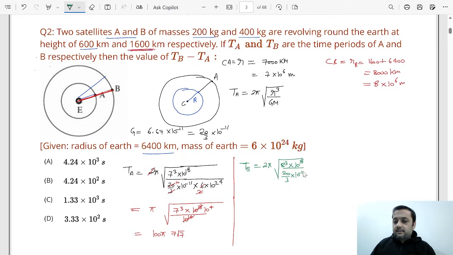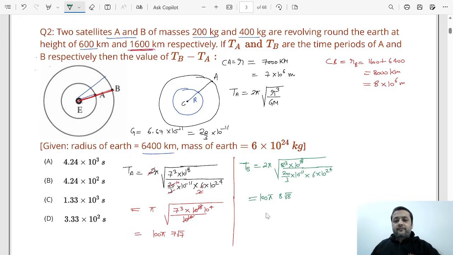Only thing that has happened is that instead of 7 cube you are getting 8 cube. Rest you can compare, everything is same. You can see, so now if you understand, this 7 cube became 7 root 7. So you will get 100 pi as it is, and 8 cube will become 8 root 8. This is what you will get.